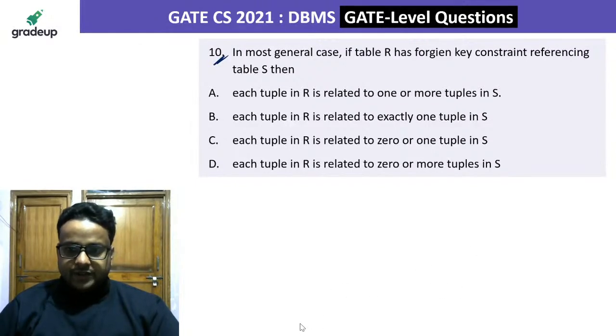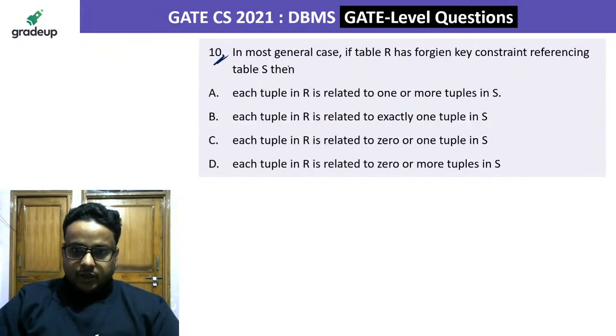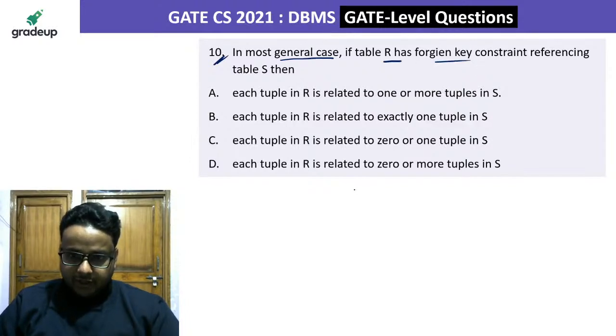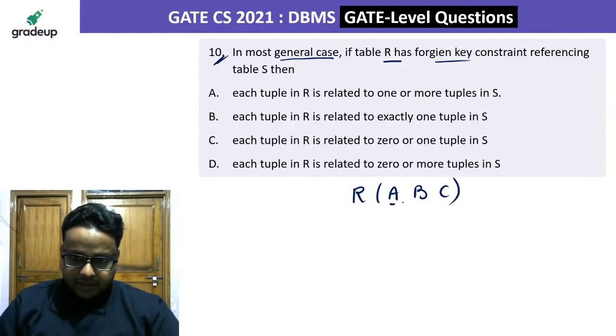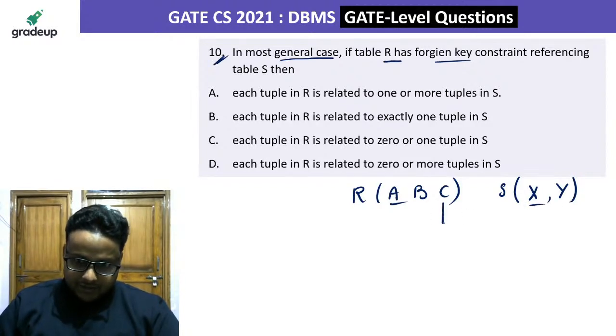Okay, so the answer of this question, I will explain. We have relation R and we have a foreign key. Let's say we have R with attributes A, B, C, and A is the primary key, and S contains X, Y, where X is the key. Let's say C is the foreign key here, X is the primary key in S, and A is the primary key in R.